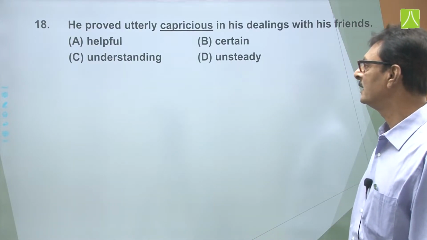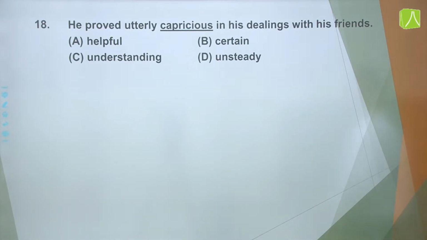Next, he proved utterly capricious in his dealings with his friends, and the opposites given are helpful, certain, understanding or unsteady. And friends, the correct option, the antonym for the word capricious is B, that is certain, because capricious means uncertain or doubtful.